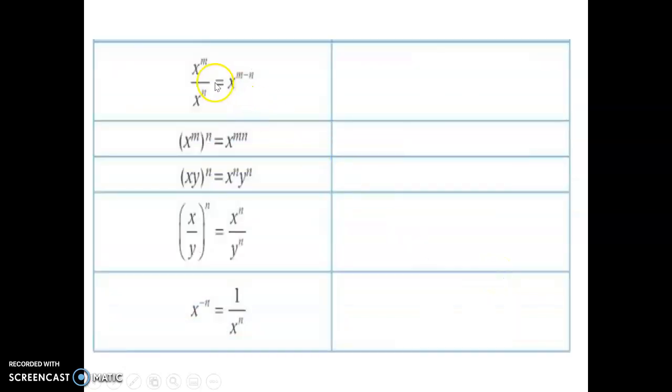Okay, moving on. When you have two exponential things with the same base and you're dividing, the rule is you subtract the exponents. So for example, x to the 6th divided by x squared, you subtract those exponents, you get x to the 4th. Next one, when you have parentheses around one exponential expression and you have an exponent on the outside, you multiply the two exponents.